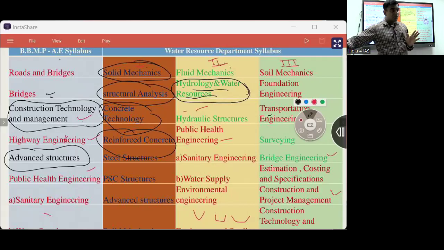Clear? So in field compaction, you have different types of pneumatic rollers. Have you heard about these things?